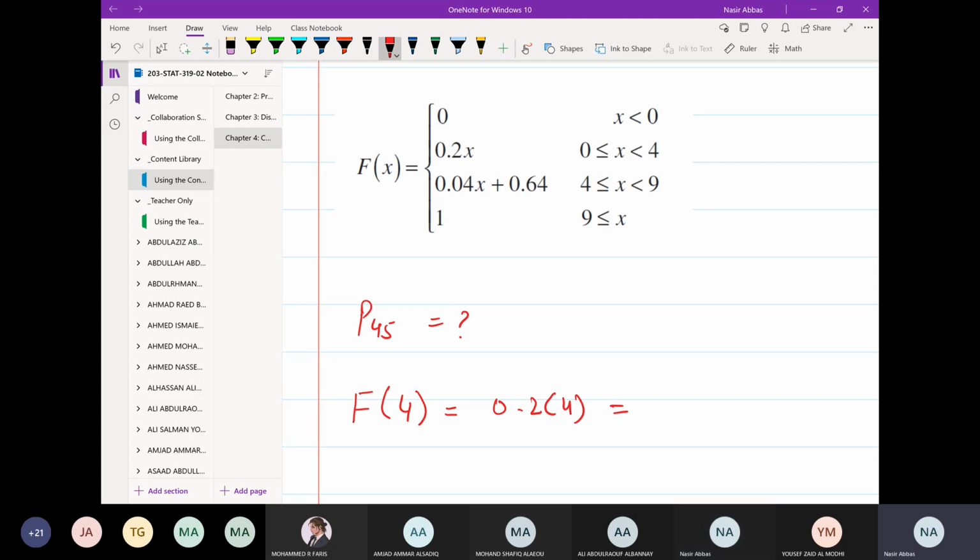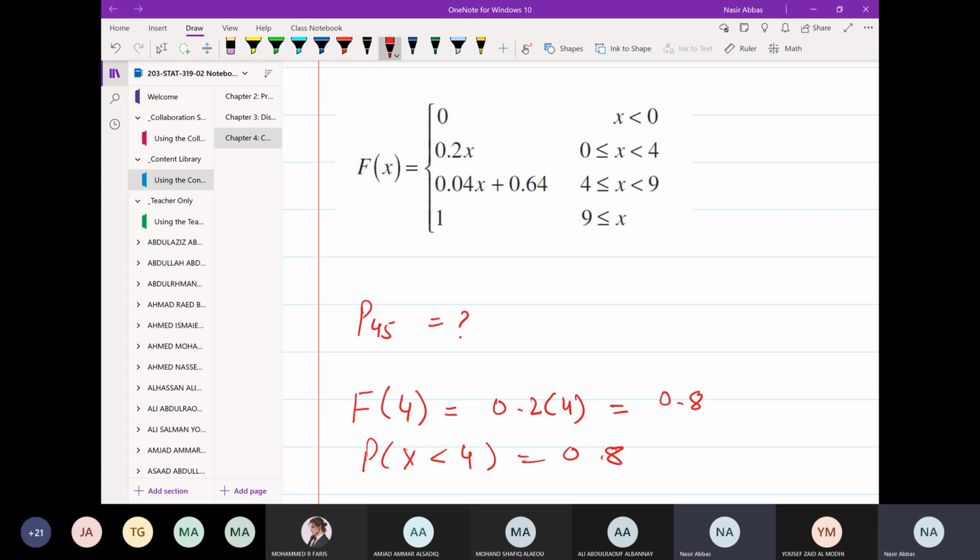That is 0.8, right? So yes, the probability of X less than 4 is 80%. 4 is your 80th percentile. Indirectly, I'm saying probability X less than 4 is 0.8. This is what I just found. The split point 4 is basically your 80th percentile. It's not in the middle.